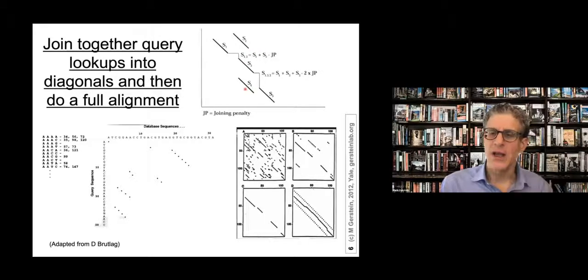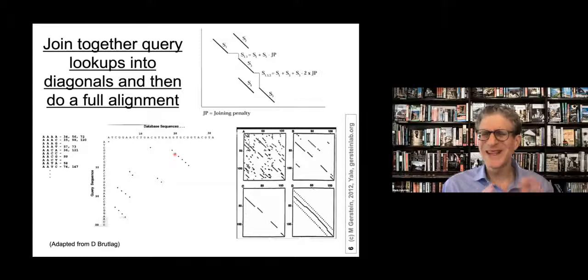Now, of course, if you don't have something on a diagonal, if there's not a perfect match, imagine, for instance, in your query you had AAA, and in the database it was a non-exact match. It was AATA. That would not be incorporated into the diagonal. The hash wouldn't find it.